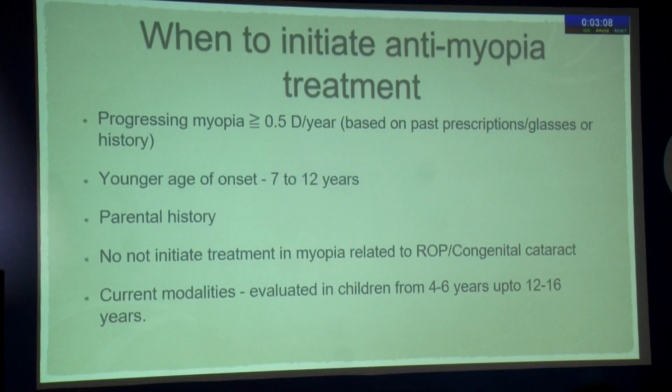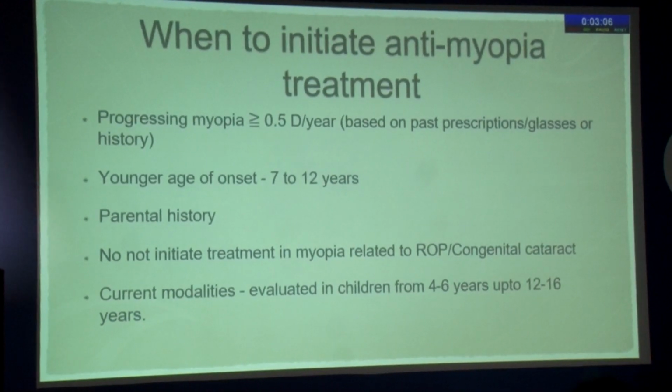Now, when to initiate anti-myopia therapy? Whenever the myopia is progressing at the rate of more than 0.5 diopters per year, for a younger child having a parental history. These are the indications when we should start thinking of initiation of the anti-myopia therapy, but do not try and initiate anti-myopia therapy in case of ROP or a congenital cataract, because the mechanism here is different.